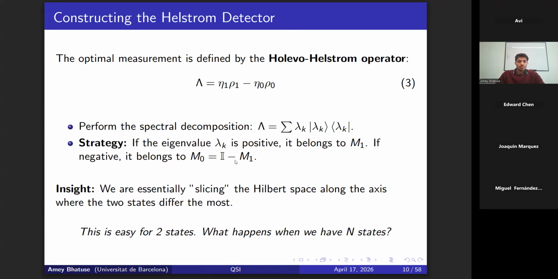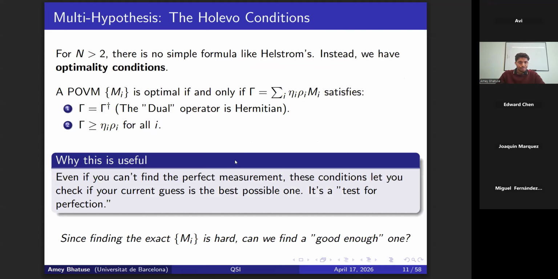Okay, so we saw for two states how it works. But what if you have n states, because at first, the problem statement was about n states. Let's check this case now. This is a bit disappointing because there is no simple analytical formula like Helstrom. Instead, we have certain conditions that the measurement set can satisfy, with which you can tell that you are this close to having a perfect measurement.